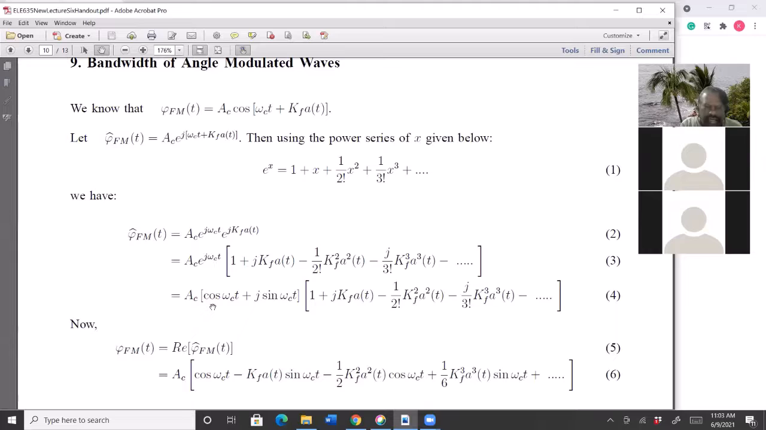The second real part is, look at this j. This j and this j will become negative 1, because j squared is negative 1. So the second real part is kα(t) sin ω_c t with a negative sign. And then this multiplies this. Do I have this? Yeah. Negative half k squared α squared cos ω_c t. And the next one is this multiplies this, and so on.